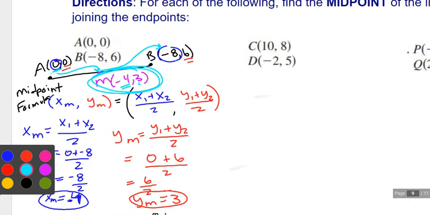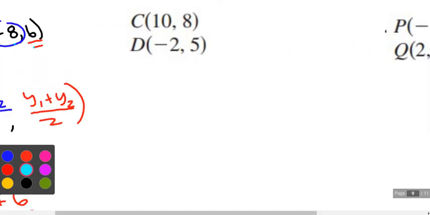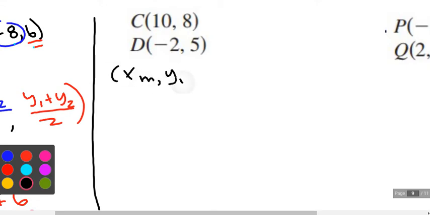Let's see example number 2. Again, we're just finding the midpoint, so right away we can apply the midpoint formula. The x value of the midpoint and the y value of the midpoint can be calculated by averaging the x's together, so x1 plus x2 over 2, and then separately averaging the y values together.